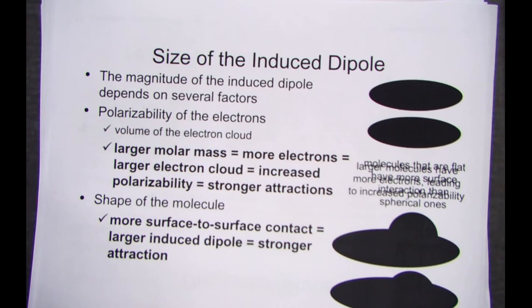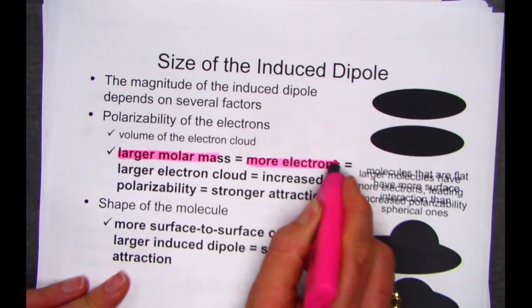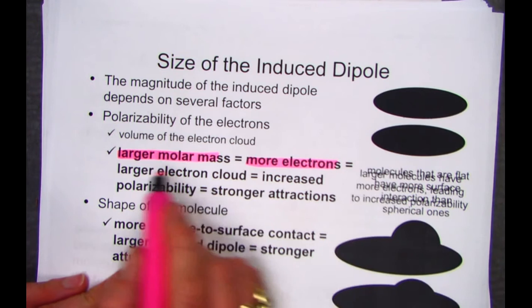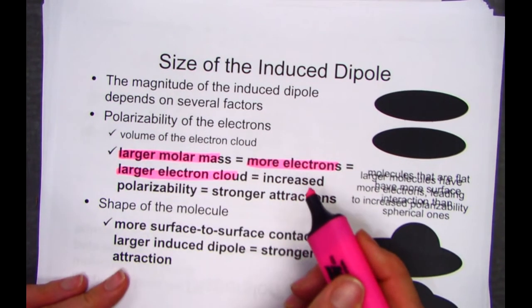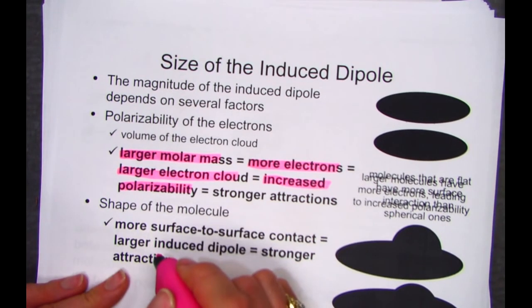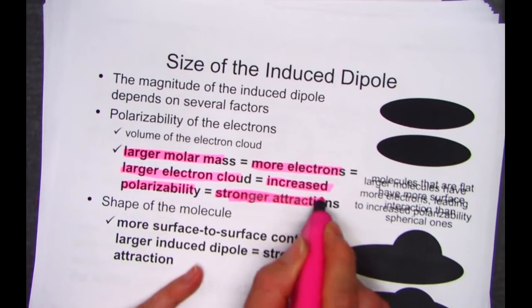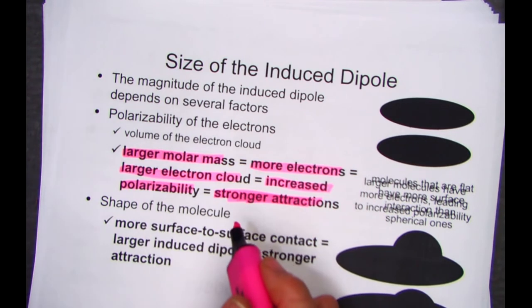The magnitude of the induced dipole depends upon several factors. Polarizability of the electrons, which is really talking about the volume of the electron cloud. The larger the molar mass, the more electrons that atom has, the bigger the atom is. The larger the electron cloud becomes, the more we can induce a dipole. Increased polarizability just means an induced dipole equals stronger attractions. Bigger atoms, heavier atoms, stronger dipole inducement.